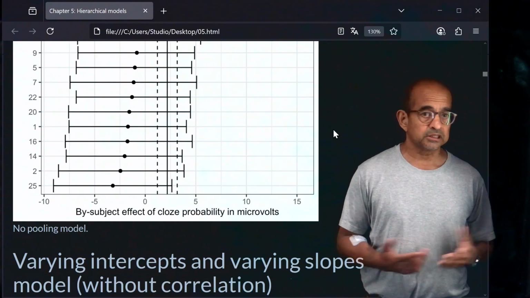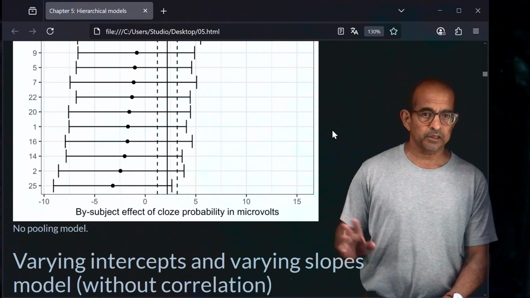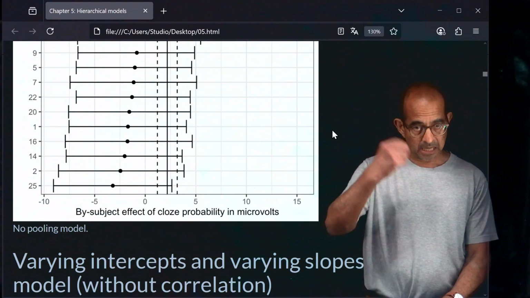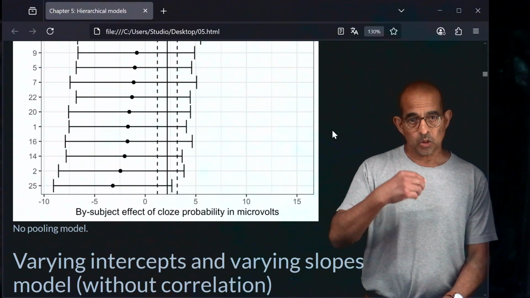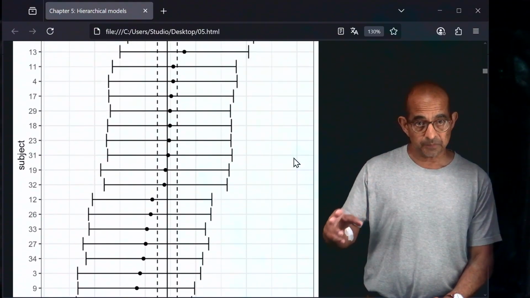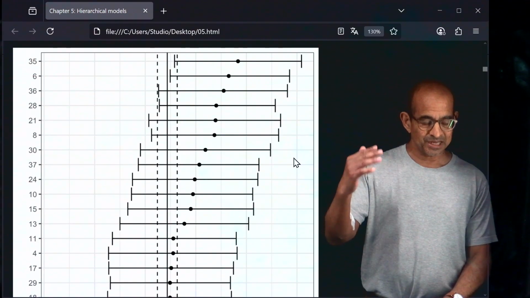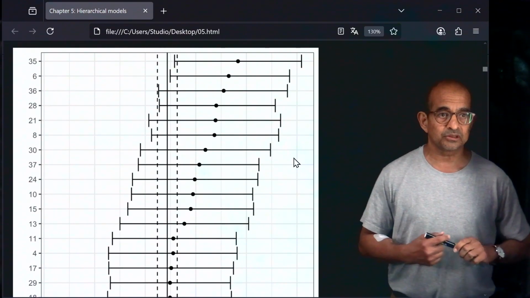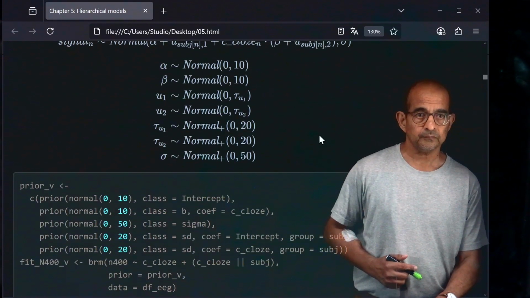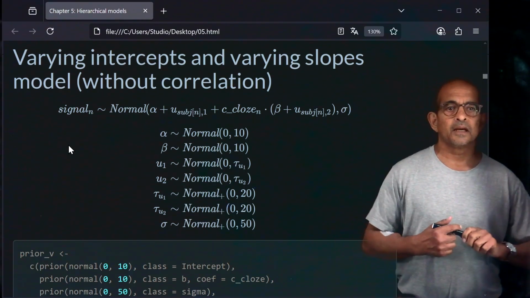This was called, or this is called repeated measures regression. But we are not going to do that. We are going to fit hierarchical models. So how do we do that? Now we come to the situation where we want to take into account the fact that different participants behave differently, both on the intercept and on the slope. So graphically, the situation is going to look like this.